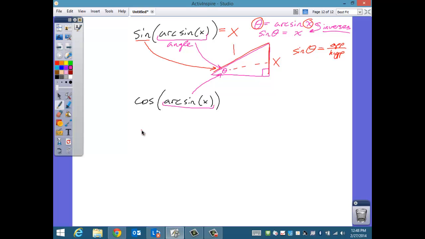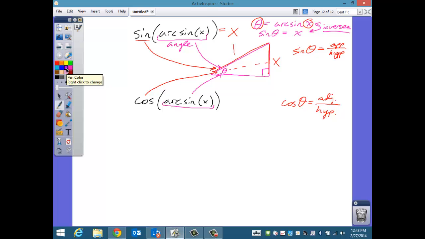So what is the cosine of this angle? Cosine of an angle is equal to the adjacent side divided by the hypotenuse. Well, we know our hypotenuse, we made it 1. We made our opposite side x. We want to know what that side is so that we can get our cosine, so that we know the value of this. So this is where the Pythagorean theorem comes into play.